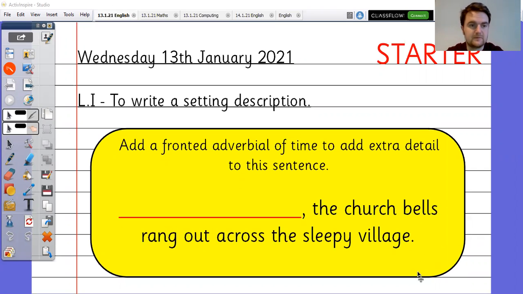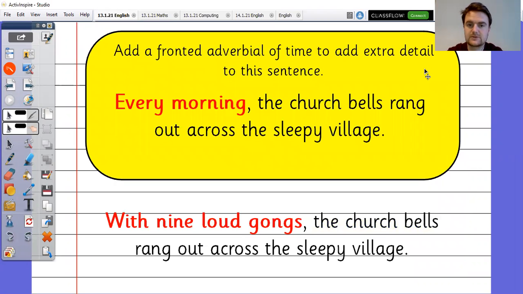Okay, let me share a couple of examples that I came up with. So every morning the bells rang out across the sleepy village, or if you wanted one, this is sort of a fronted adverbial of time because it does tell us what time it is. With 9 loud gongs, the church bells rang out across the sleepy village. So that's a really nice way of explaining that there is a church in the village without explicitly needing to list the buildings that are there. And it gives us that sleepy village as well. It gives us that adjective to describe it.